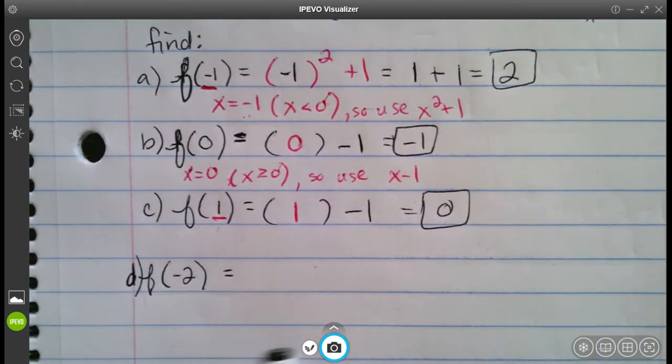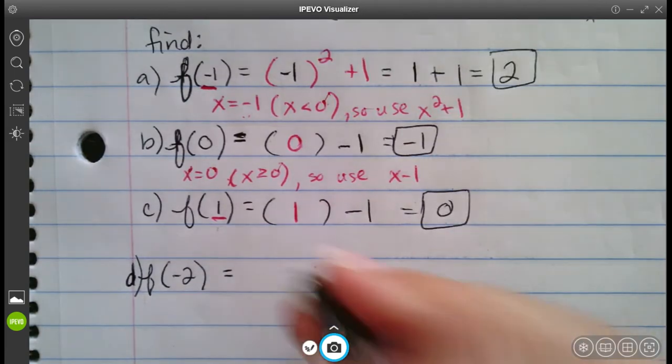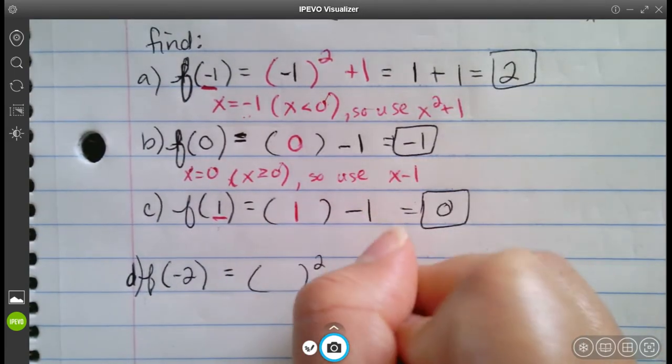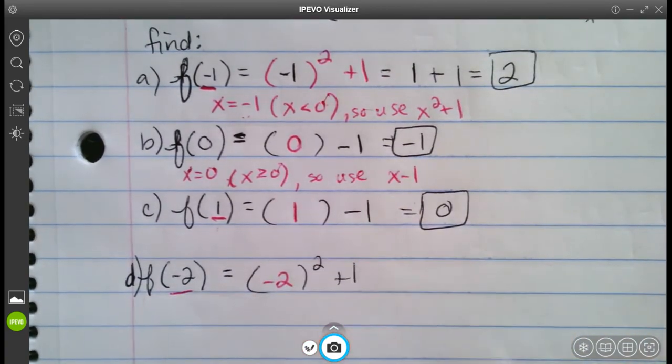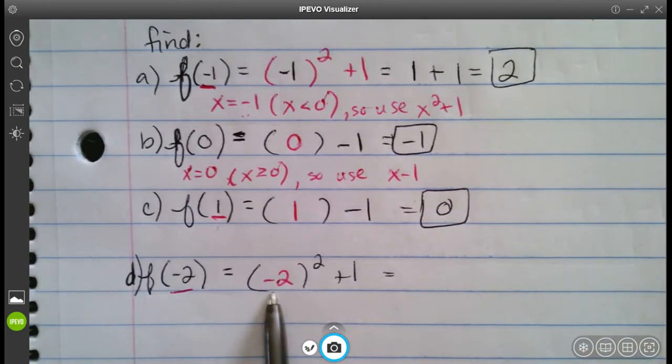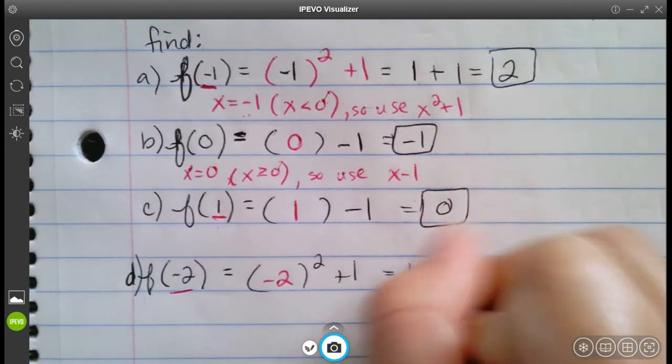Okay, and last but not least, -2. According to this, we have -2 is less than 0, so that would be the first equation. Okay, so parentheses squared plus 1, and inside the parentheses, we're going to put that -2 in there. Okay, -2 squared, -2 times -2 is 4. 4 plus 1 is 5.